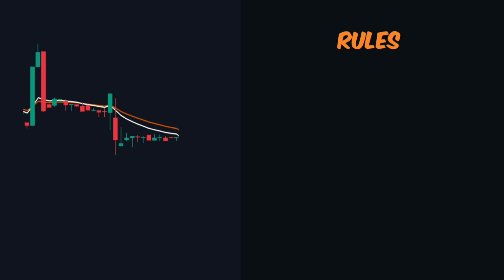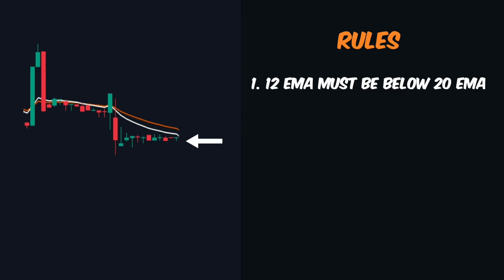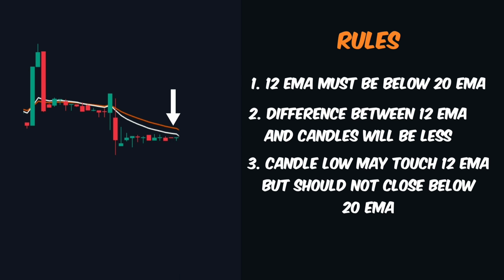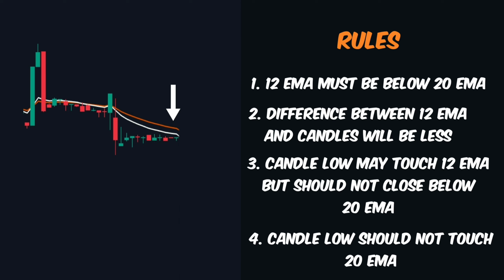Here also there are some rules for the best trade. 1. 12 EMA must be below 20 EMA. 2. The difference between the 4 to 5 candles and 12 EMA should be close. 3. Candle low may touch 12 EMA but should not close below 12 EMA. 4. Candle low should not touch 20 EMA. Otherwise the trade setup will fail.